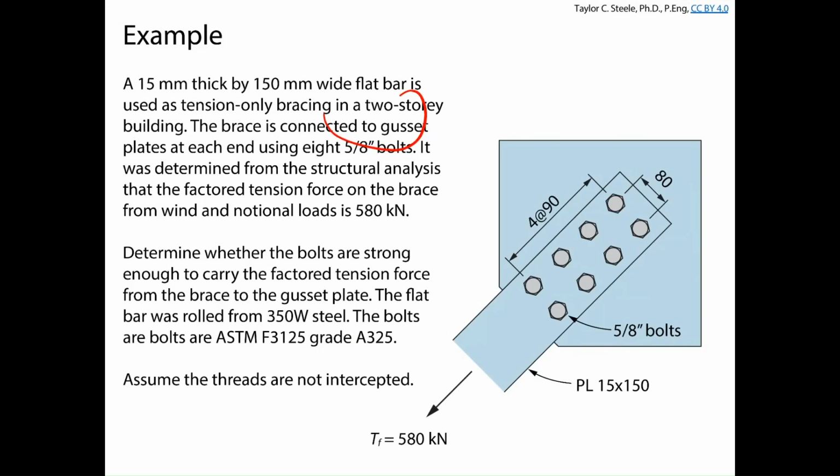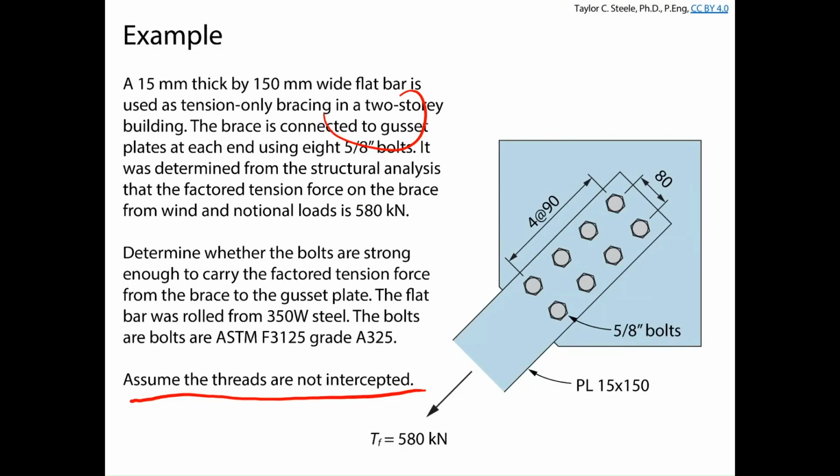So this is supposed to be a pretty straightforward calculation. Here we're going to assume the threads are not intercepted, and if I was a person detailing the connection, I might try as hard as I can to make sure that that's the case. So we can rely on the fact here that the bolts are not intercepted.